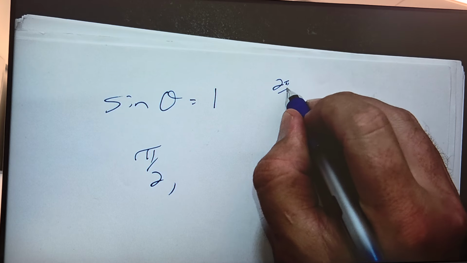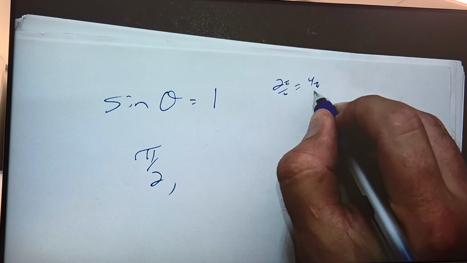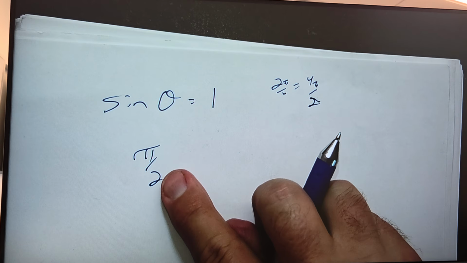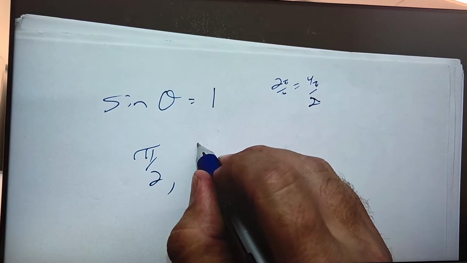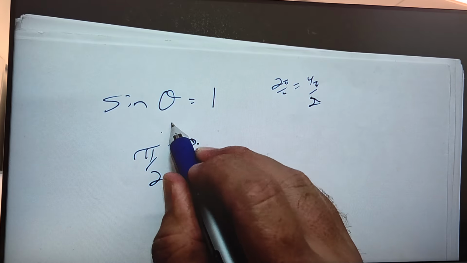Because are there coterminal angles with pi over 2 that would make sine 1? What's the coterminal angle with pi over 2? How do I find a coterminal angle? I just add how much to it to get back to where I was? 2 pi. So what's pi over 2 plus 2 pi? We'll make 2 pi equal to 4 pi over 2, yes? So what do I get when I add 4 pi over 2?